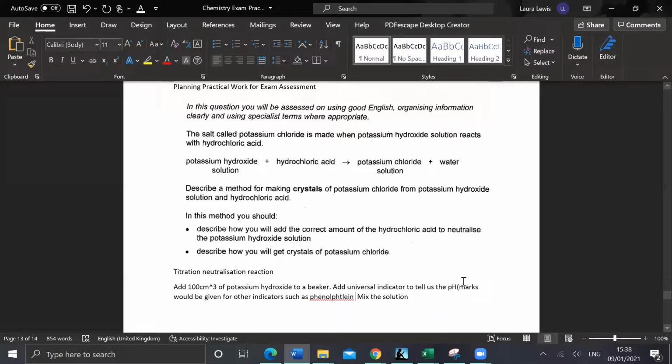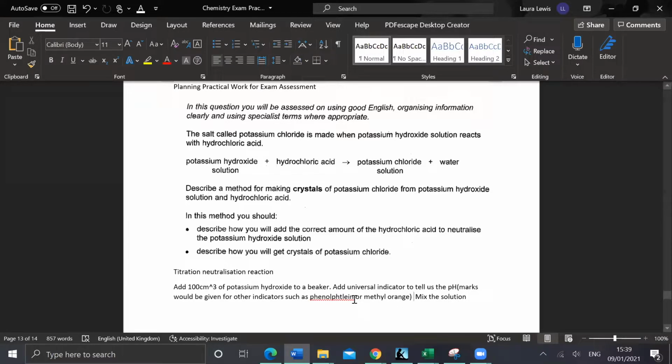Okay, or methyl orange. You may have seen one of those in class. You wouldn't really use a paper one because it needs to stay in the actual mixture.